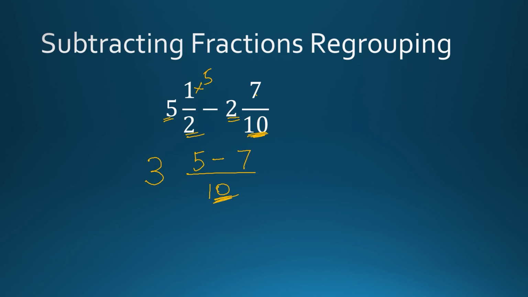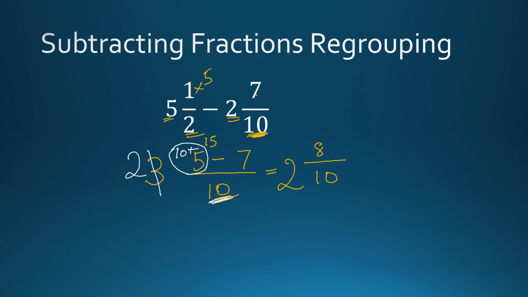We need to borrow 1 from our whole number. If I take 1 from 3, I am going to remain with 2. So the whole here is 10. So I'm going to add 10 to this number, and my new number is going to be 15. 15 take away 7 is going to give me 8. So my whole number 2 comes back here. My numerator will be 8/10. So here I have 2 and 8/10.